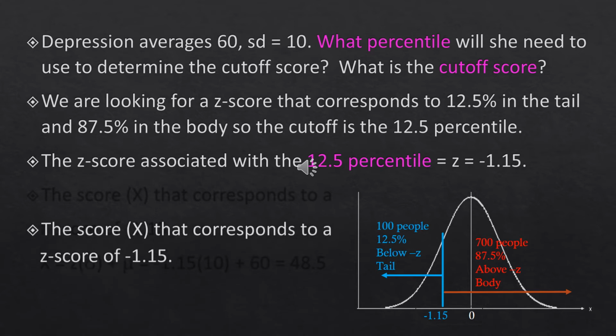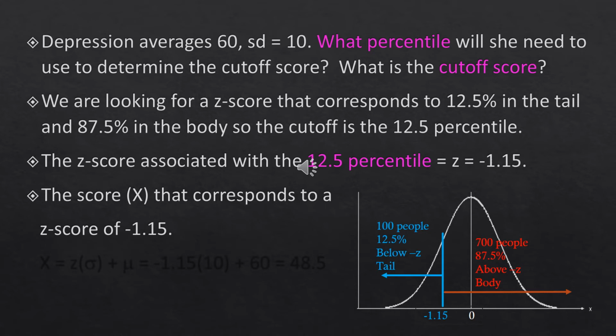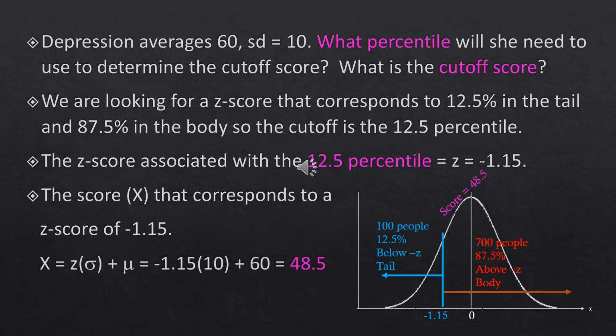So we need now the score that's associated with a z-score of minus 1.15. And we know that the formula is z sigma plus mu. So we take z, minus 1.15, times sigma 10, plus mu 60, and the cutoff score to find the people, 12.5% of them who are the least depressed, who will be 100 people in her study. The cutoff score is 48.5.